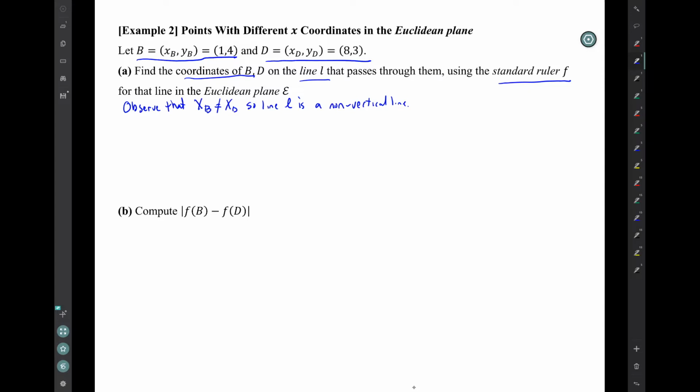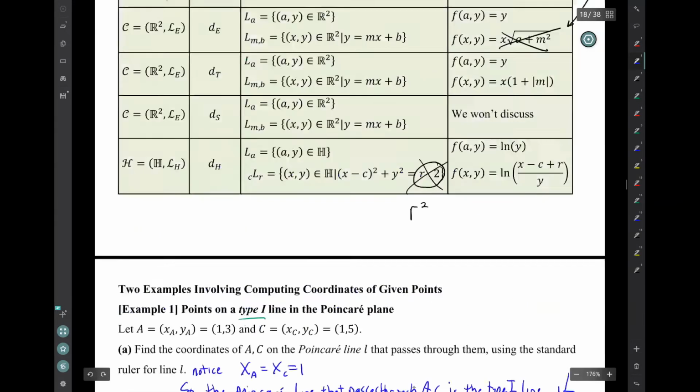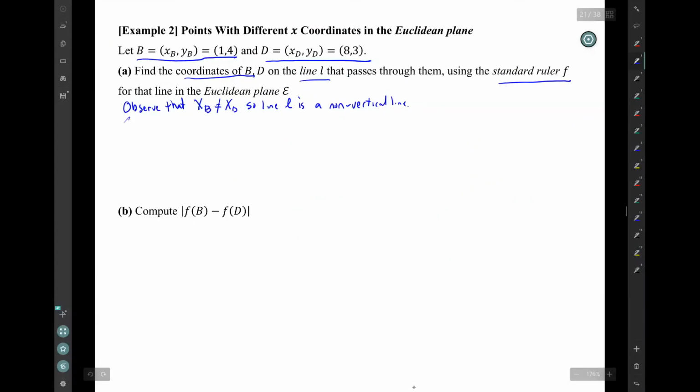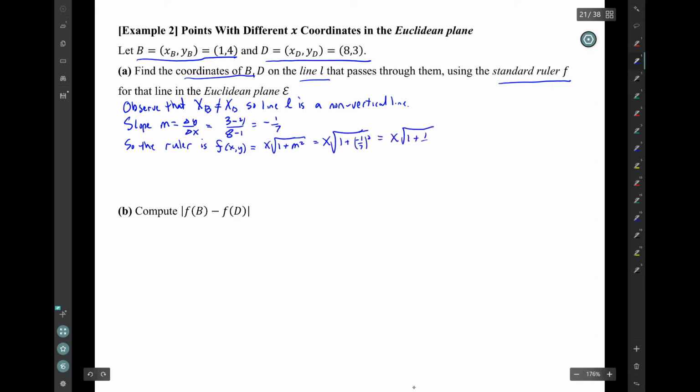So in order to find the coordinate function for a non-vertical line, we need to do this. We need to build that formula. F of xy equals x times square root of 1 plus m squared. So we need the slope of that line. Now with the slope, then, we can build the formula for the ruler function. So we end up with the formula that f of xy is x times square root of 50 over 7. Using that, we can find the coordinate of B and the coordinate of D.